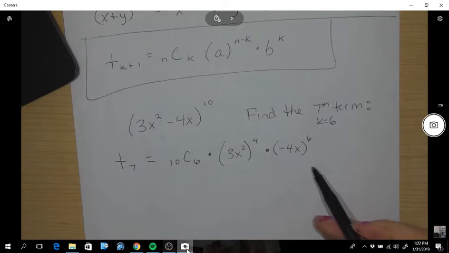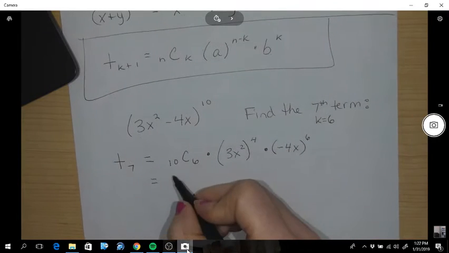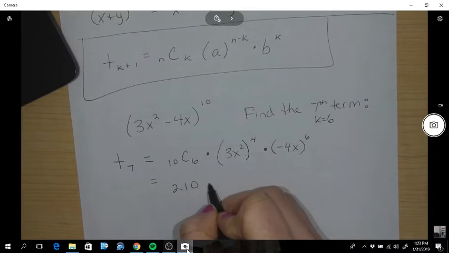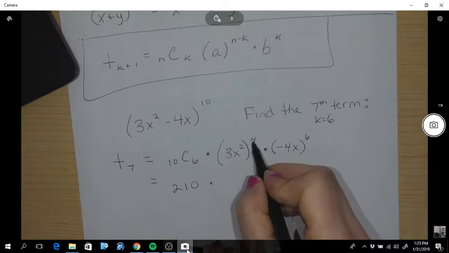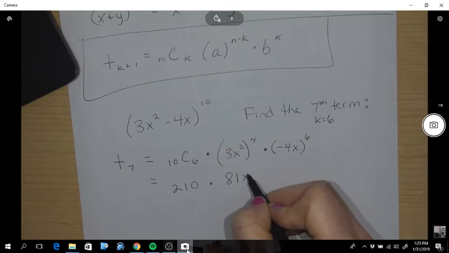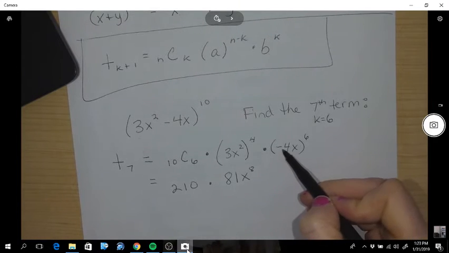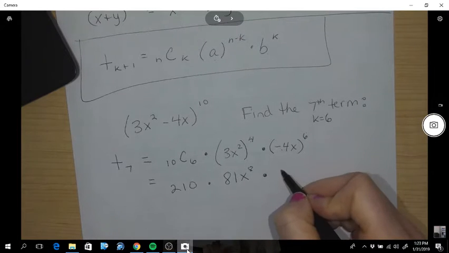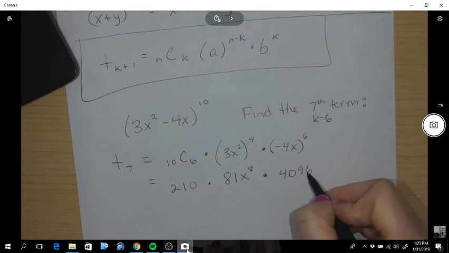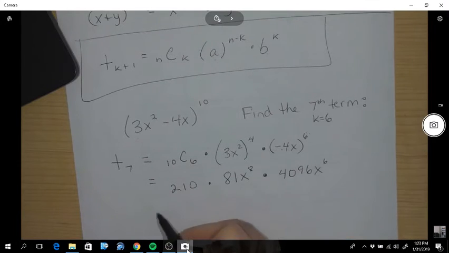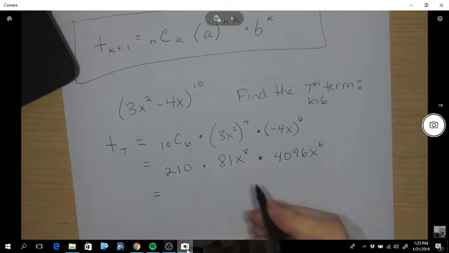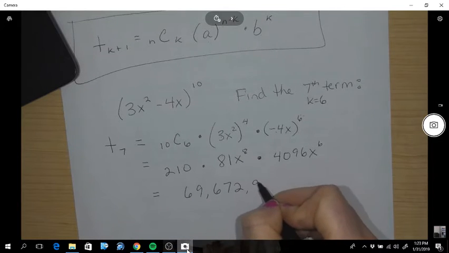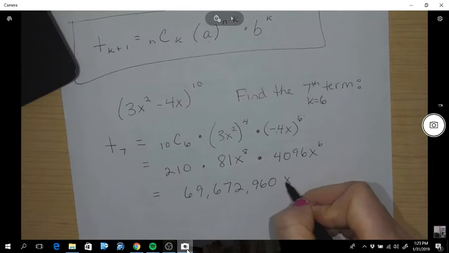Once you have this set up, then you simplify. In your calculator, 10 choose 6 is 210. 3 to the 4th is 81, and that's x to the 8th. A negative number to the 6th power is positive, and that's 4096, x to the 6th. So the 7th term is 69,672,960 x to the 14th.